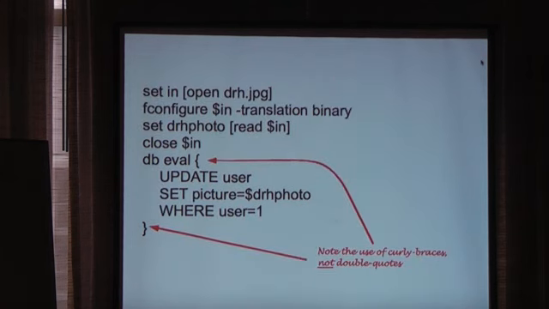And then I run db eval, and I'm going to update my database to insert the content that I just read in off the disk into that field. Now, take note that the SQL that I'm inserting here is in curly braces. That means that the variable name inside those curly braces is not being expanded by the Tcl interpreter. It's passed directly down into SQLite. SQLite knows this. It sees that there's a $ sign, drh_photo there. It says, aha, he wants me to insert the content of that variable. And so it goes out and gets the content out of that variable and does the insertion directly.